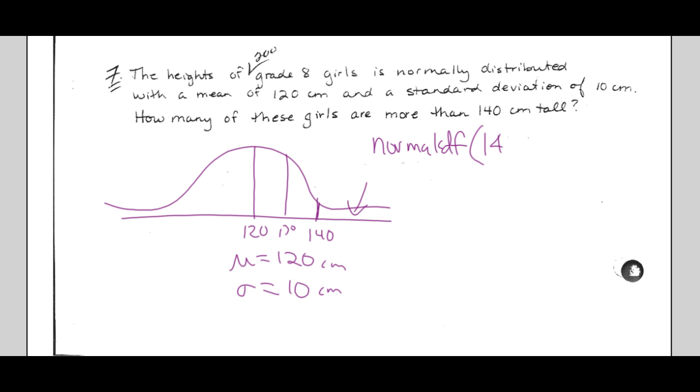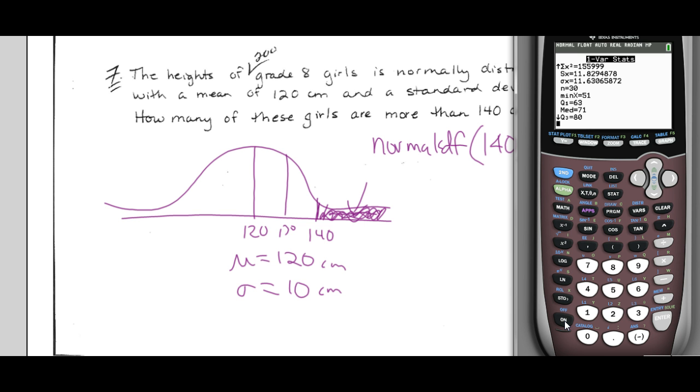So we want from 140, that's my low bound. So shade this in. That's all part of it, up to 1E99 with a mean of 120 and a standard deviation of 10. Okay, so putting that back on. There's the right order, and then there's the I'm going to get it wrong order. So my order: lower 140, upper 1E99, mean 120, and a standard deviation of 10.